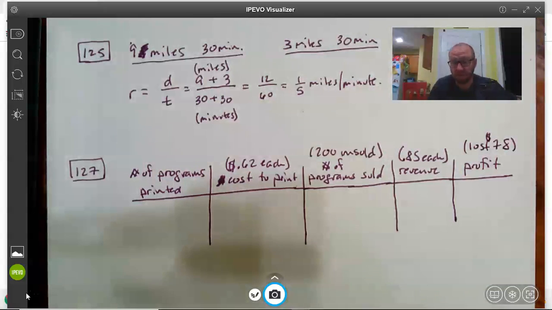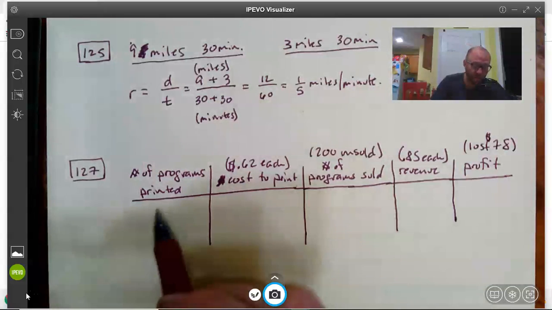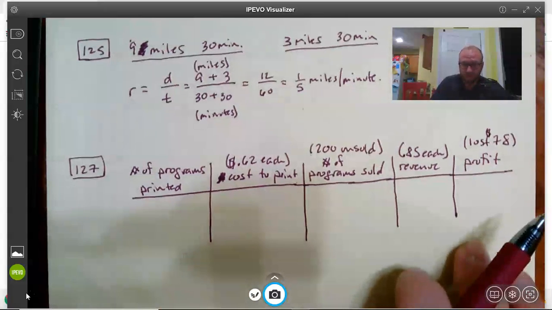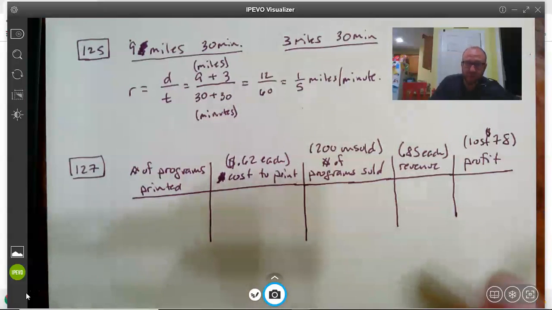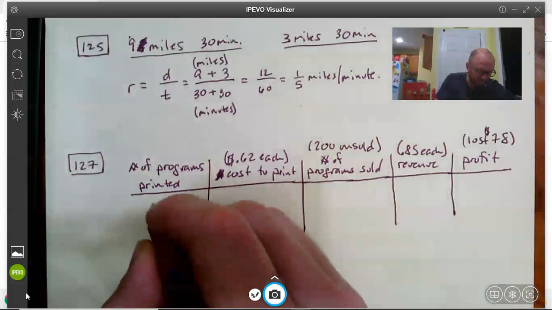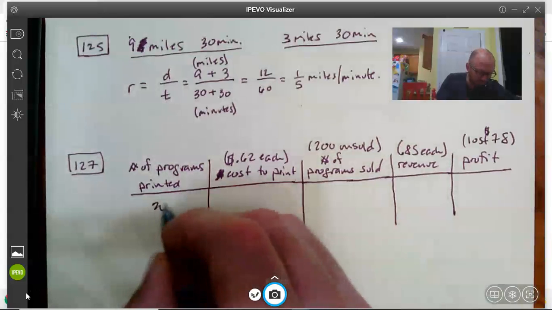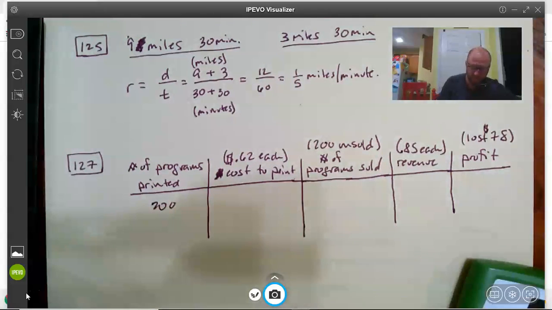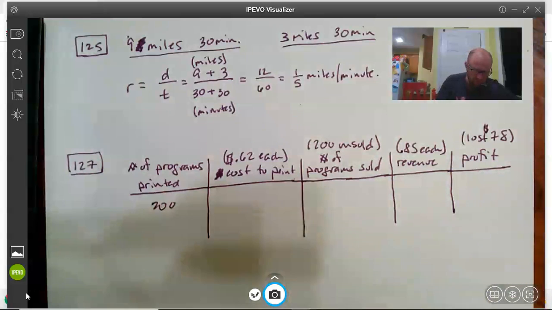Now we're just going to use a guess and check table as usual, guessing at the thing we're trying to find, shooting for a target. And again, there's lots of different ways to set this up, but this is just one way that made sense to me. So let's say he sold, I don't know, we'll pick 200 programs. I'm going to pull that number out of thin air. At 62 cents each, 200 times 0.62 is $124.